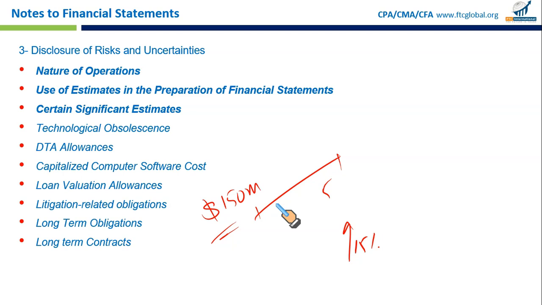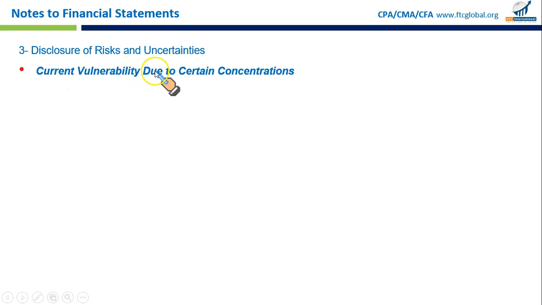So all these estimates that we have discussed, they are important because they can significantly affect the financial health of the company. If it's likely that these estimates will change in the near term and the change will have big impact, the company must disclose this potential change for the understanding of users of financial statements and many other stakeholders. Current vulnerability due to certain concentration means situations where a company is at a risk because it depends too much on a single factor.